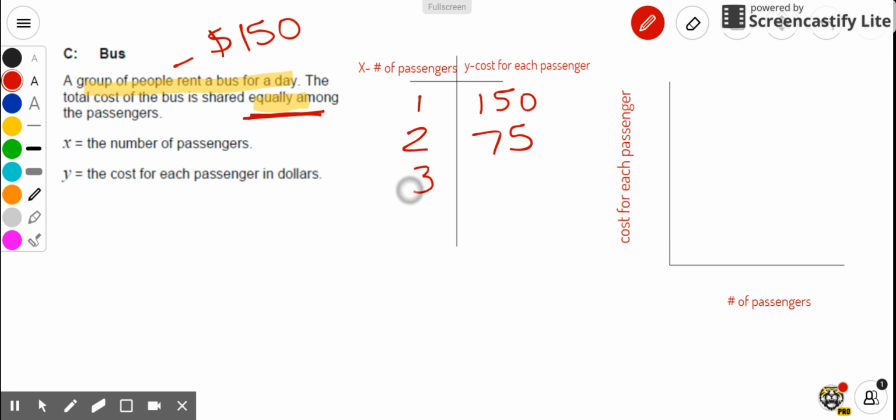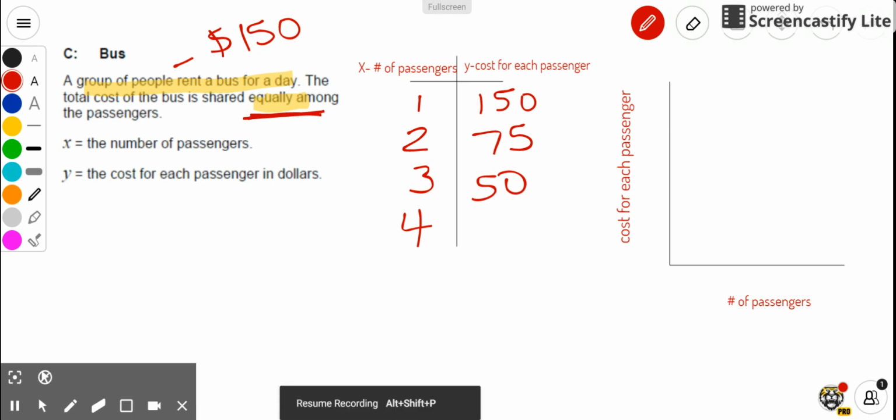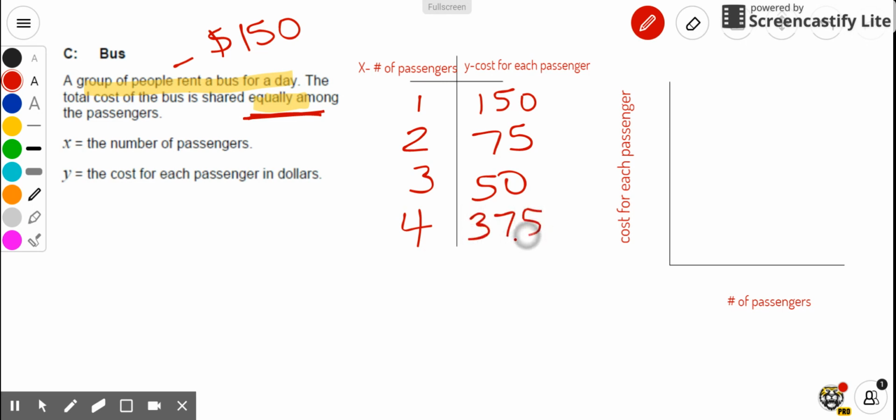Now, if there are three passengers, again, we're just going to find out how much it would take for each person in order to get 150 total. So 150 divided by 3 gives me 50. And then 4 people. So again, I need 150 total. So how much would each person have to pay? So if I do 150 divided by 4, I get 37.50.